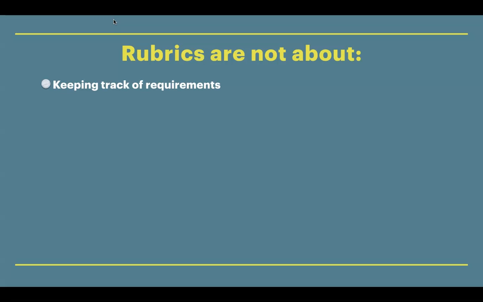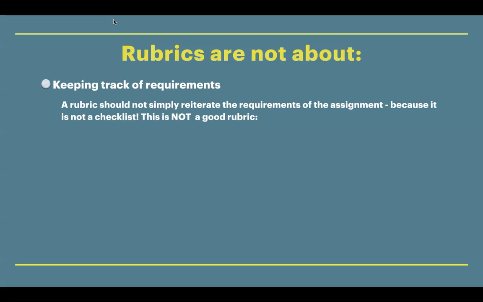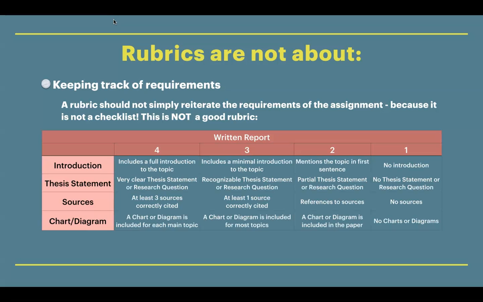Rubrics are also not about keeping track of requirements. Okay, similar maybe to the count that we were just looking at. A rubric should not simply reiterate the requirements of an assignment. Okay, it is not a checklist again. And so the rubric is not a way for you to go through the instructions all over again for the assignment. That's what the instructions are for. Okay, so again, this is an example of not a good rubric.